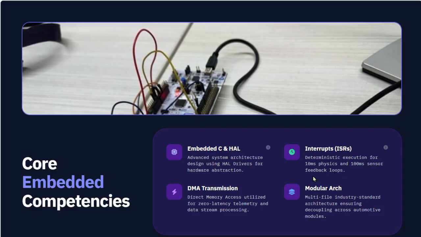Modern architecture. To follow production architecture standards, the firmware is organized into a multi-file project structure, cleanly separated into modules like EV control.c and ADAS.c, ensuring high code reliability, easy debugging, and distinct decoupling across the different automotive domains.